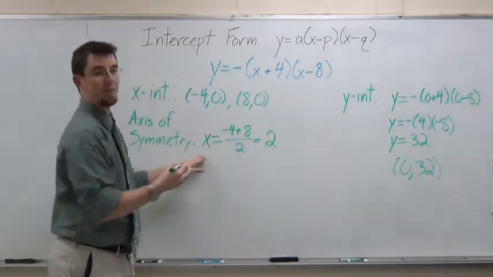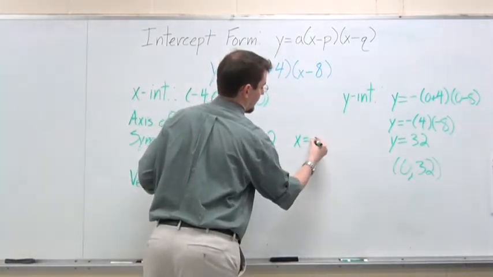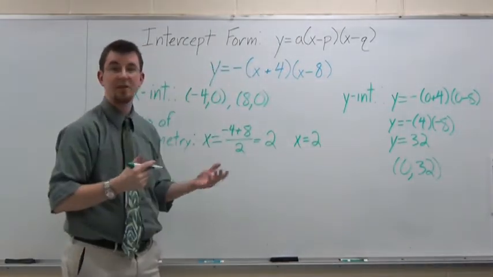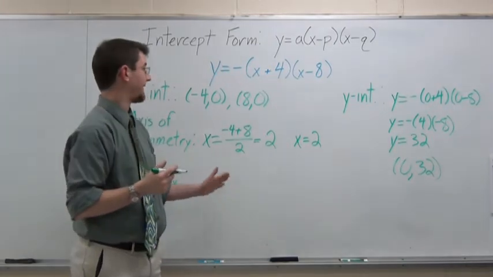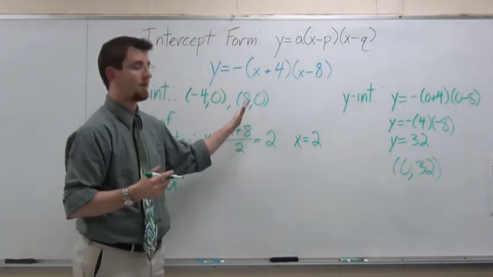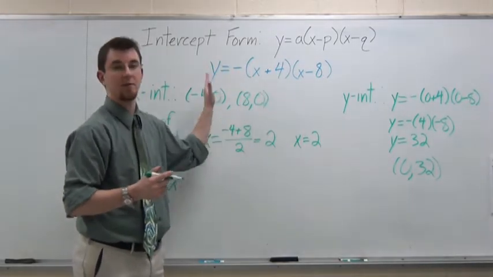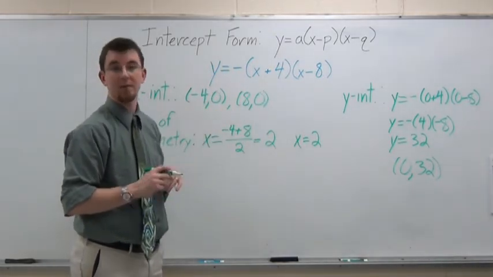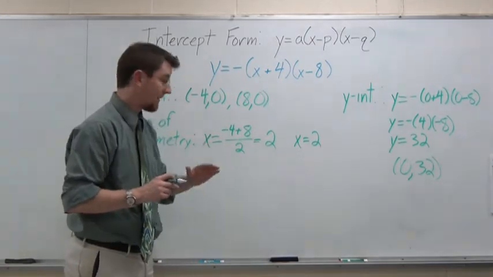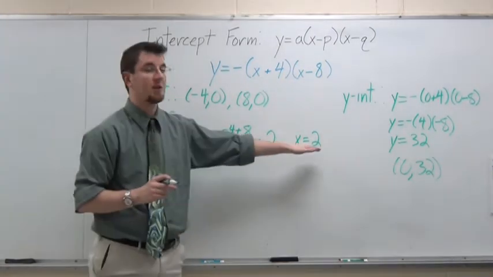So our axis of symmetry is just x equals 2. That's exactly the middle between negative 4 and 8. And if you look at it, it's 6 units towards the right and 6 units from the left for those two x-intercepts.